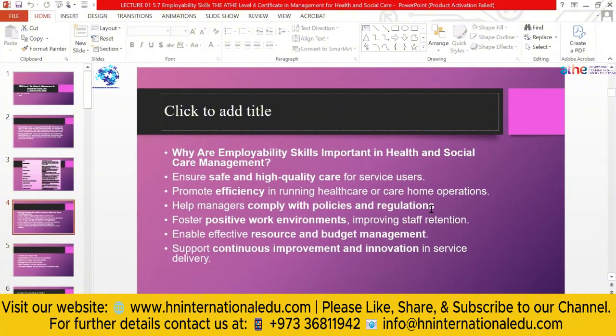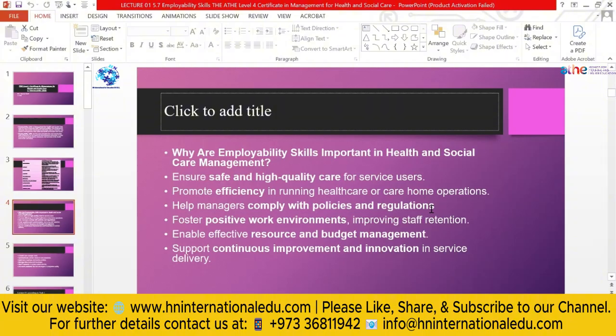Foster positive work environments, improving staff retention. Most people love to bounce between jobs. They don't like their roles in the first hospital, they go to a clinic or sometimes go for private ones too. Enable effective resource and budget management. All businesses, all sectors require money, capital, and investment. So we need to be quite adroit about it.